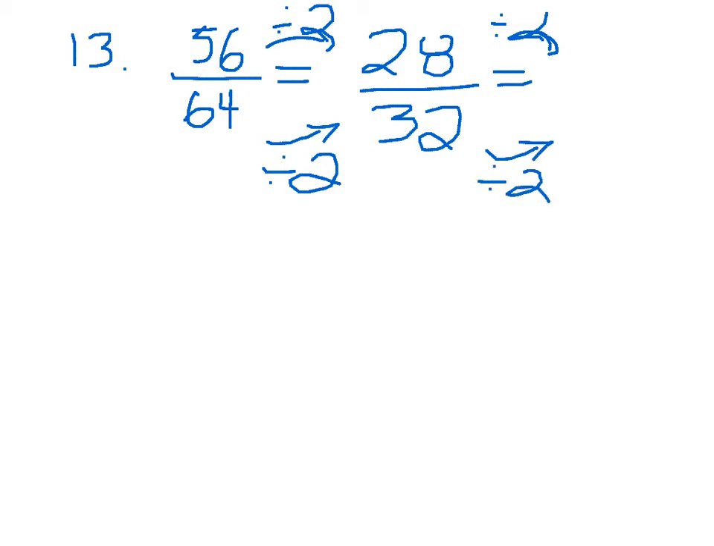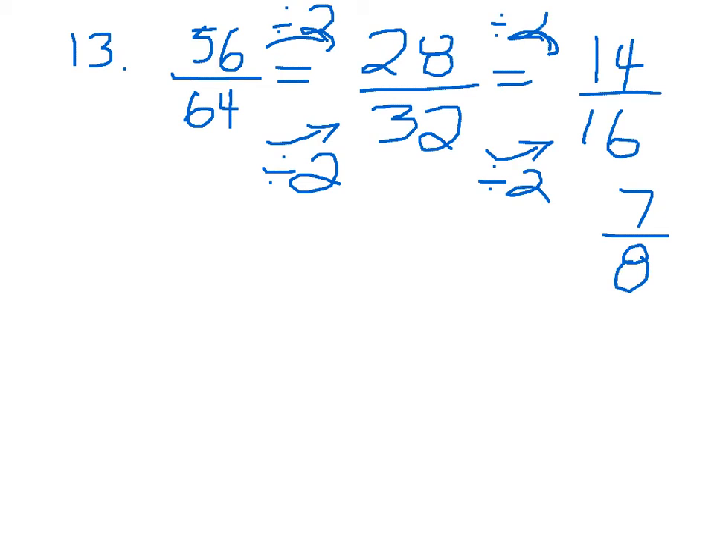So 28 divided by 2, that's 14. 32 divided by 2, that is 16. Both still even. I can do it one more time. So I'll divide top and bottom by 2, and I'm going to end up with an equivalent fraction of 7/8.